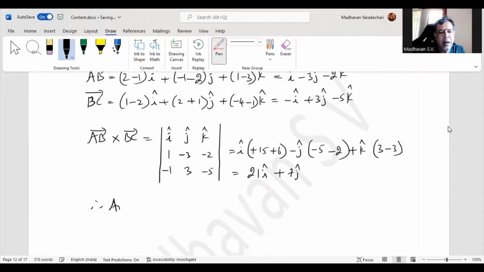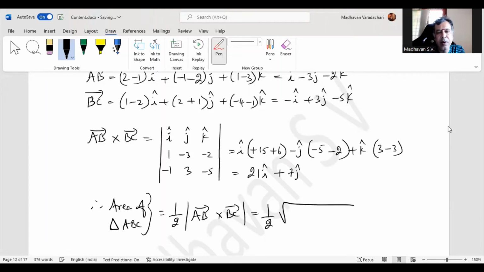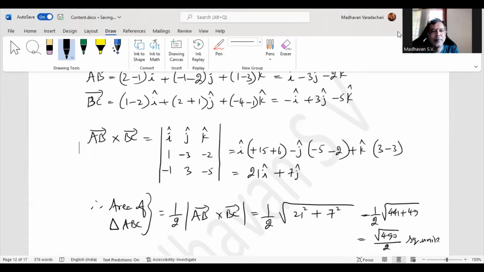Therefore, area of triangle ABC will be half times magnitude of vector AB cross vector BC, and that is half times square root of 21 square plus 7 square. So that will give you 1 by 2 times square root of 441 plus 49. That will give you square root of 490 divided by 2 square units. So that is the solution for this particular problem.